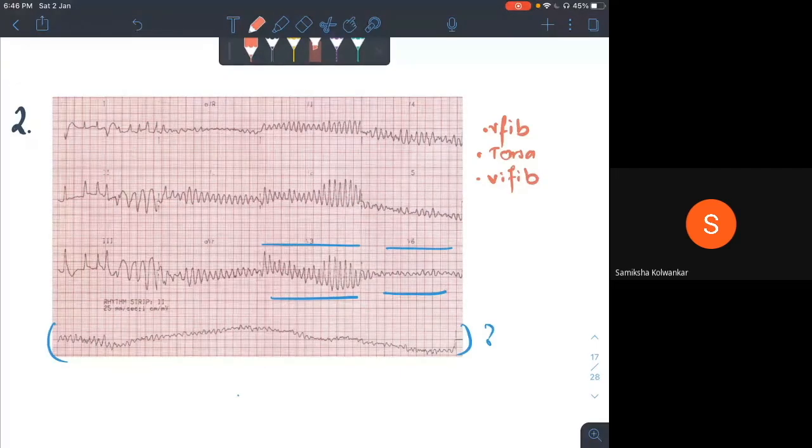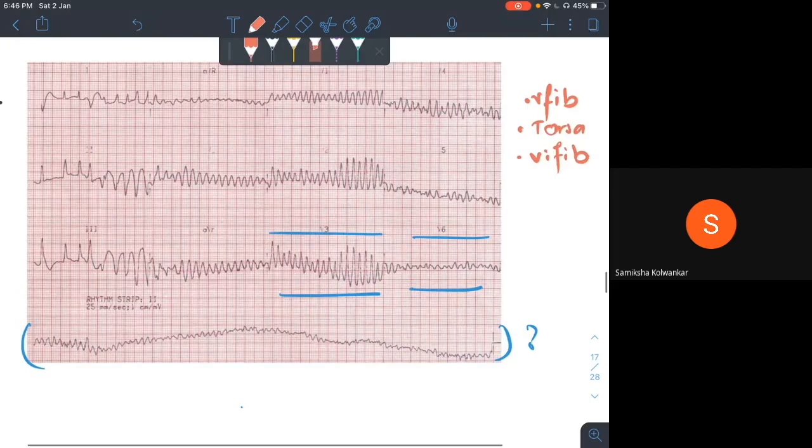This is actually all of this. So this is one of those rare ECGs in action where you're seeing torsades here, right? So it's forming this bell sort of curve. So this is torsades, and this is entering into VFib. So this is torsades here, and this is VFib.